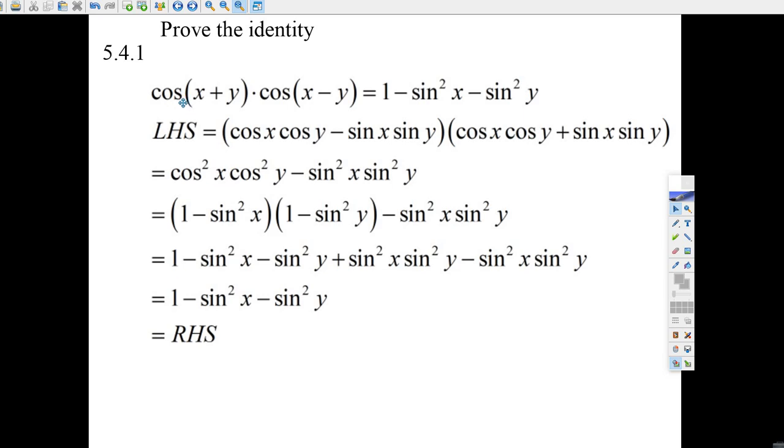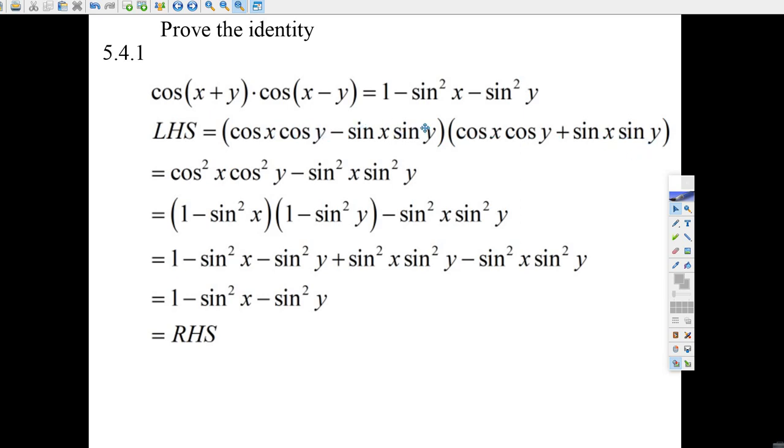Like, prove the identity. On your sheet, you've got the cosine of two angles added together. Cos of A plus B is cos A cos B minus sine A sine B, so it's cos X cos Y minus sine X sine Y. You just write down the identity, the formula that's given on your sheet. Do the same thing for this one. You start with the left-hand side, and there you go.